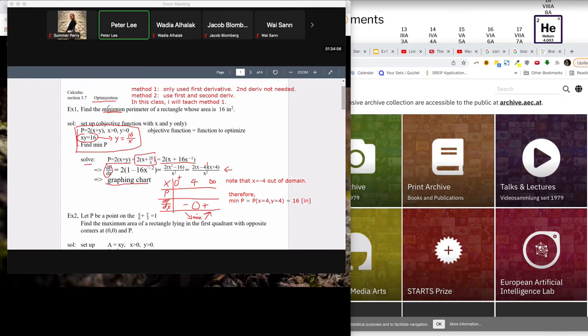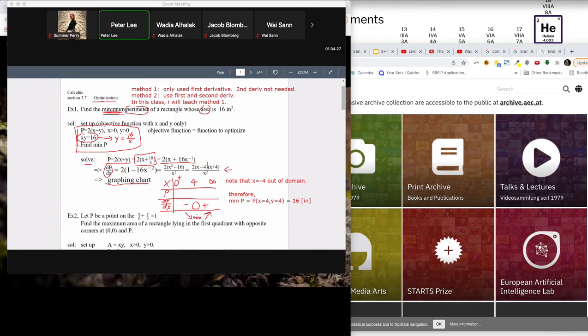Find the minimum perimeter. Minimum perimeter. Right there. This is the objective function, not the area. We have the area here also, but that's part of the condition. In this case, the objective function is the function which comes after the word minimum or maximum.